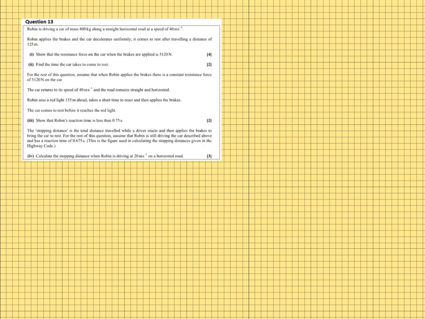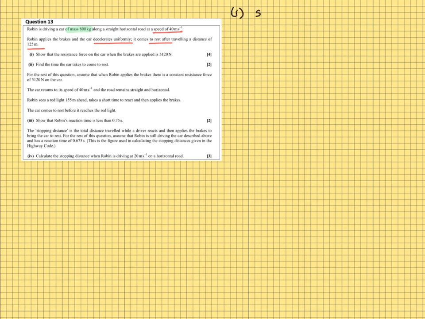Question 13. Robin is driving a car of mass 800 kilograms along a straight horizontal road at a speed of 40 metres per second. Robin applies the brakes and the car decelerates uniformly, coming to rest after travelling a distance of 125 metres. So part 1, show that the resistance force on the car when the brakes are applied is 5,120 newtons.